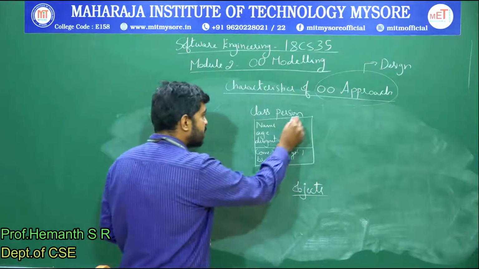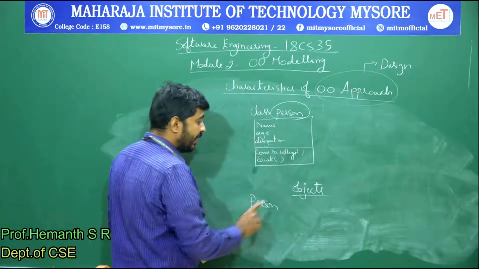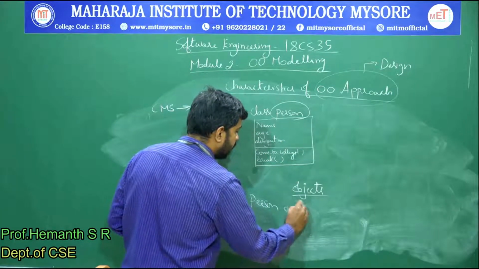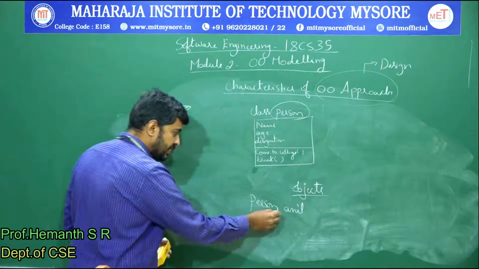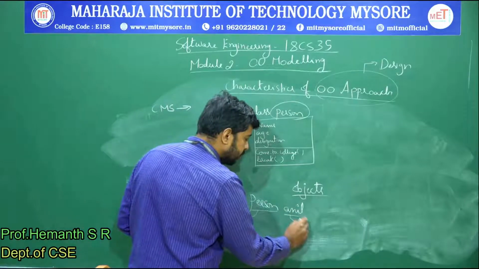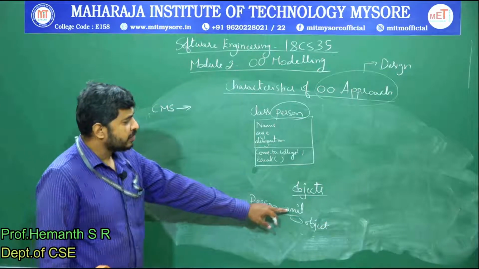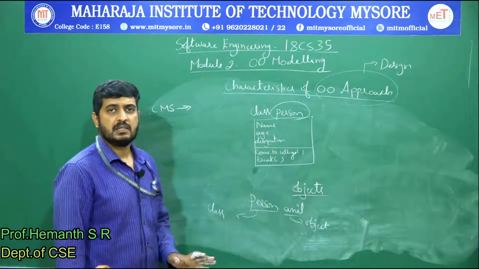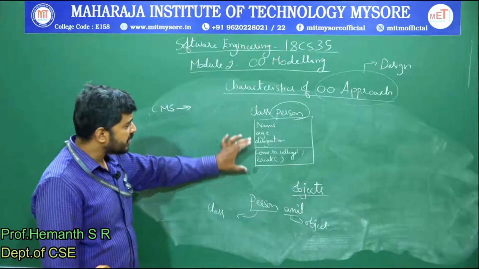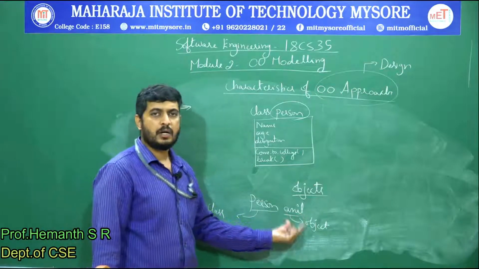Now for the class person, I will create an object by name, for example, Anil. So person is a class here, Anil is an object. Anil, which is an object, is an instance of a class, meaning that whatever attributes and operations are there in the class can be taken by Anil object.